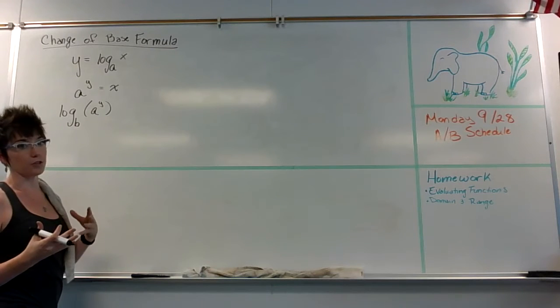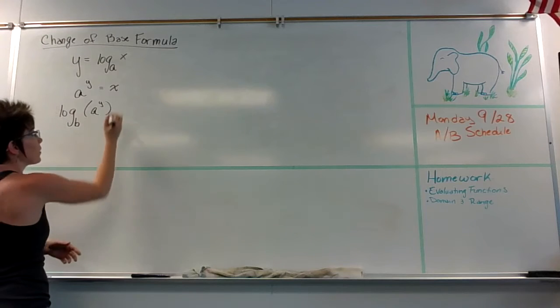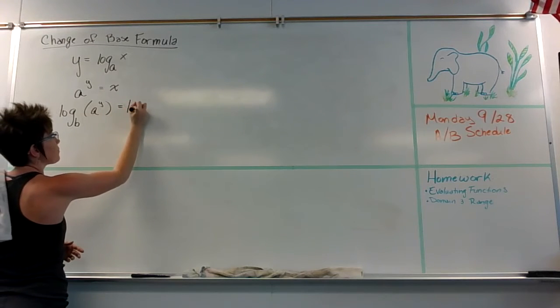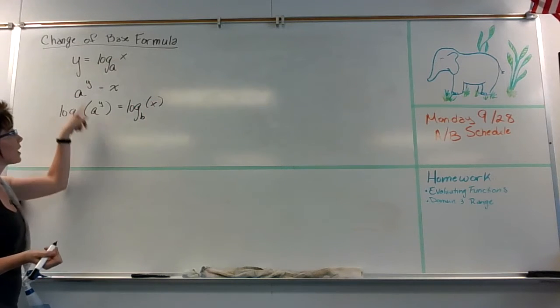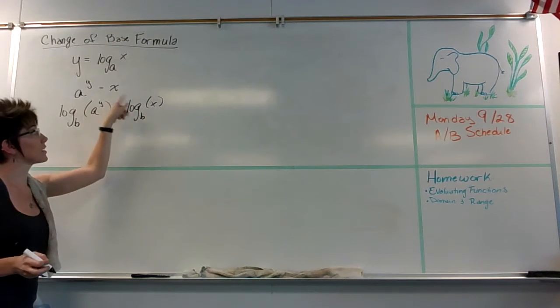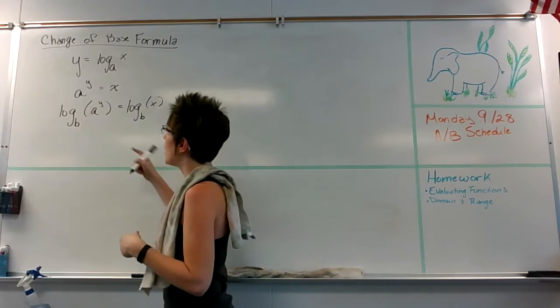Commonly we're going to choose base 10 or base e because our calculators do those bases. But it could actually be any base you choose. So log base b of x. Notice that this side has become an input to the logarithm, and this side is also the input to this logarithm. That's called taking the log. Okay, let's go ahead and simplify.